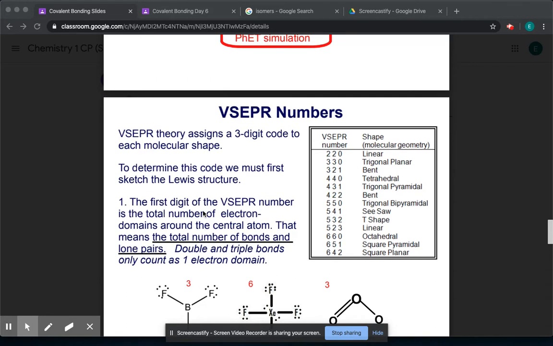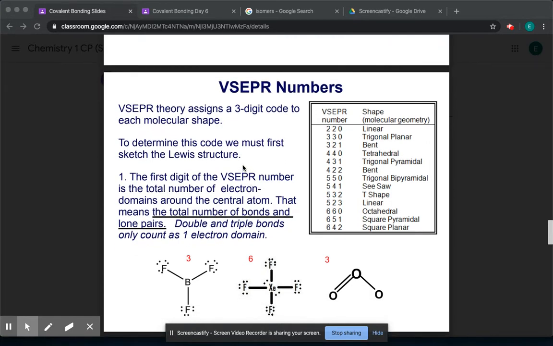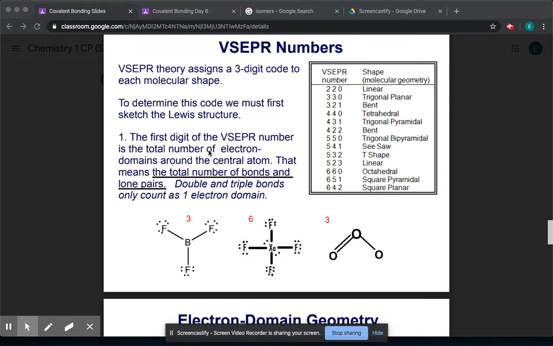Okay, so let's go through the first rule. VSEPR, figuring out what shape something is just by these number codes. You get the number code through these rules. The first rule says that the first digit is the total number of electron domains around the central atom. A domain is considered either a bond or a lone pair. And note that it says double and triple bonds only count as one domain.